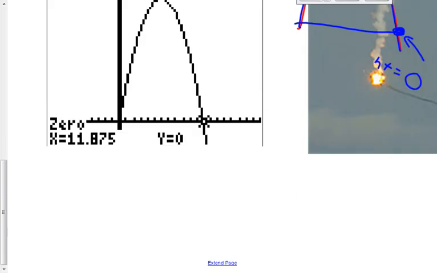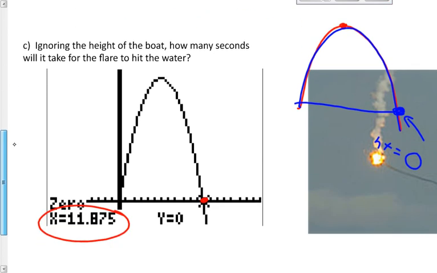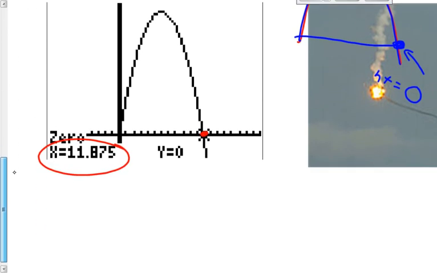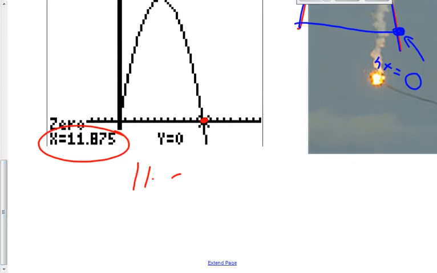11.875 is 0. So at this point, the height is 0 when the time is 11.875 seconds. So that's going to be your answer for letter C. How many seconds will it take for the flare to hit the water? 11.875 seconds.